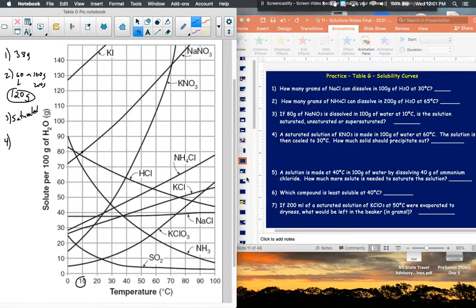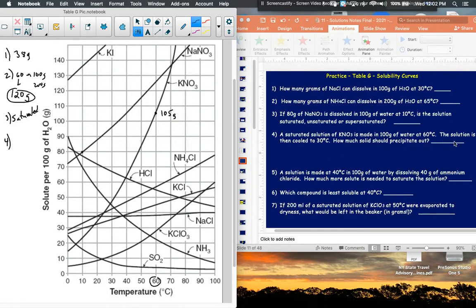I'm at 60, so I go over to 60. Again, I'll erase my little scratch marks there. It says a saturated solution is made, so if I go up to KNO3, I would be on the line at KNO3. Perfect. Now, if I look across, I would say that's about 105. That's what I think we should do. About 105, so that's fine.